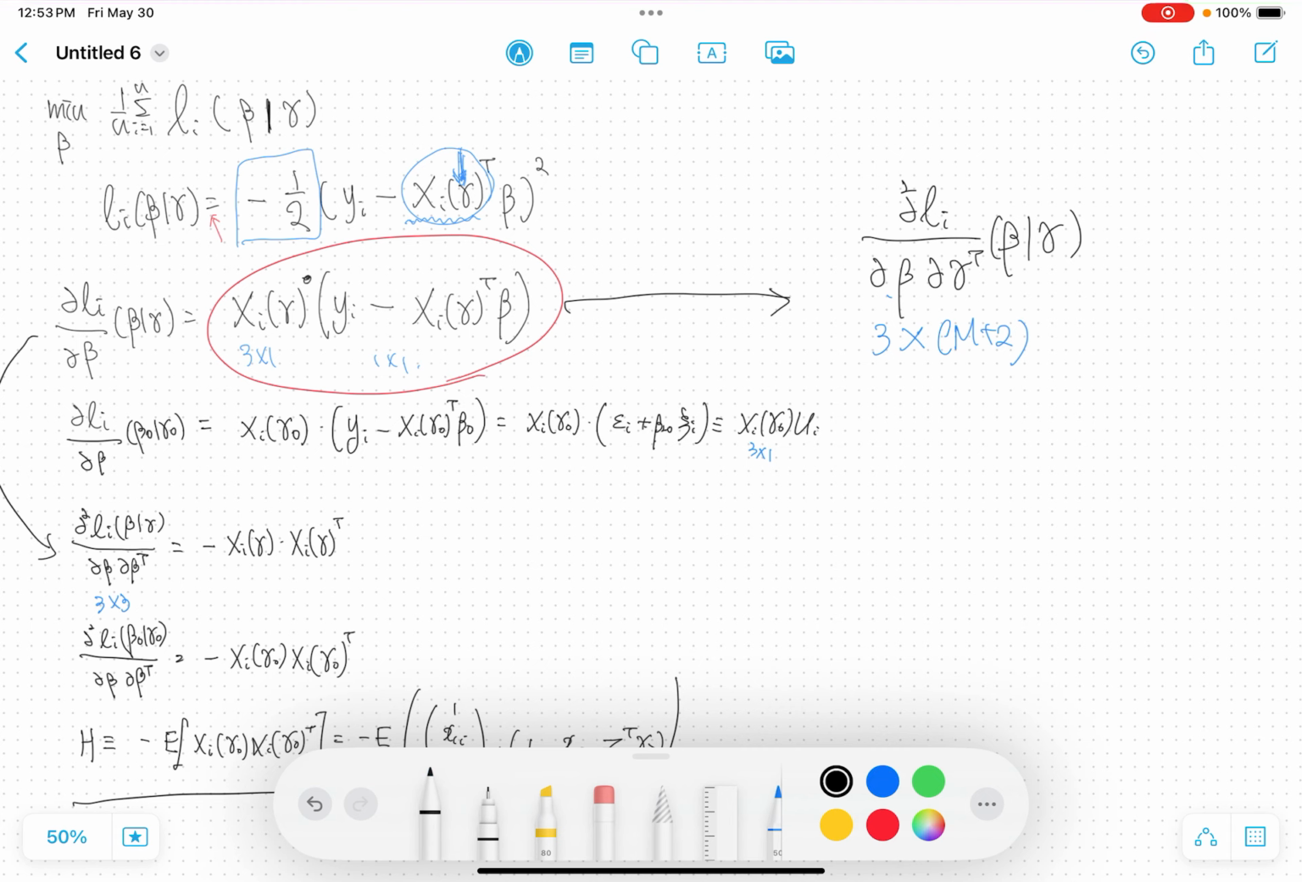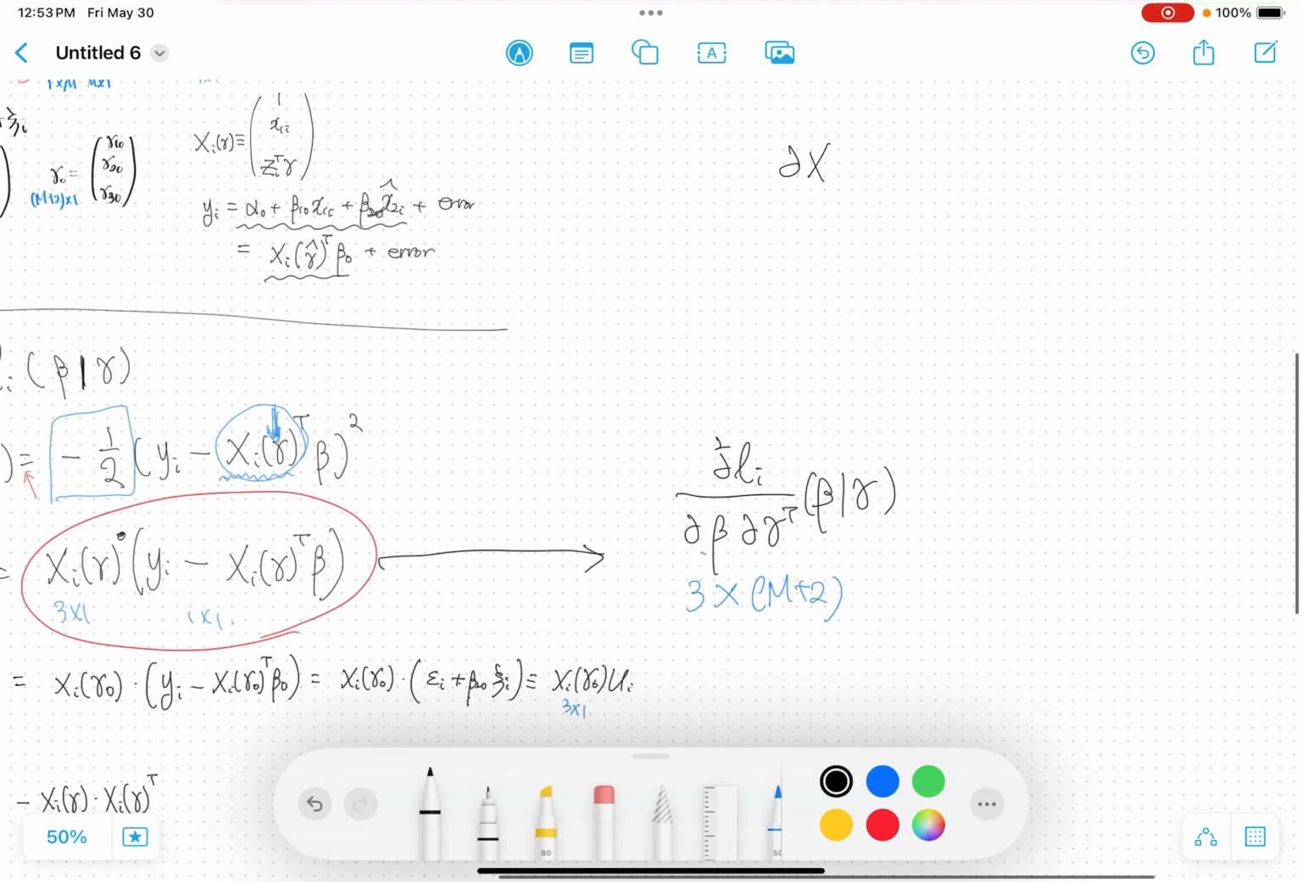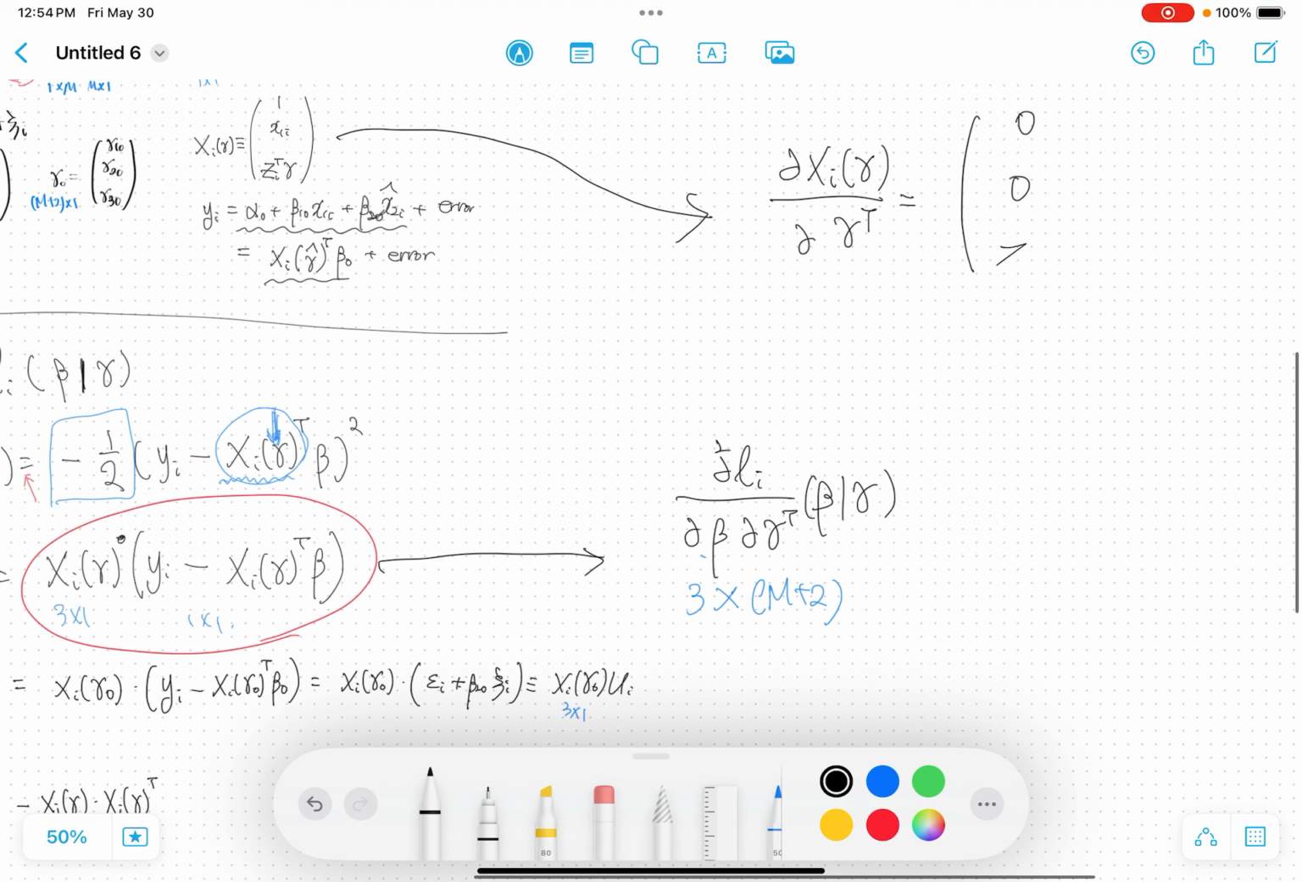And another thing we need to think about is the derivative of xi gamma with respect to gamma transpose, right? So it is easy, right? From the definition of xi gamma, you will get 0, 0, and zi transpose. Check the dimension. Xi is 3 by 1, and gamma transpose is 1 by m plus 2.